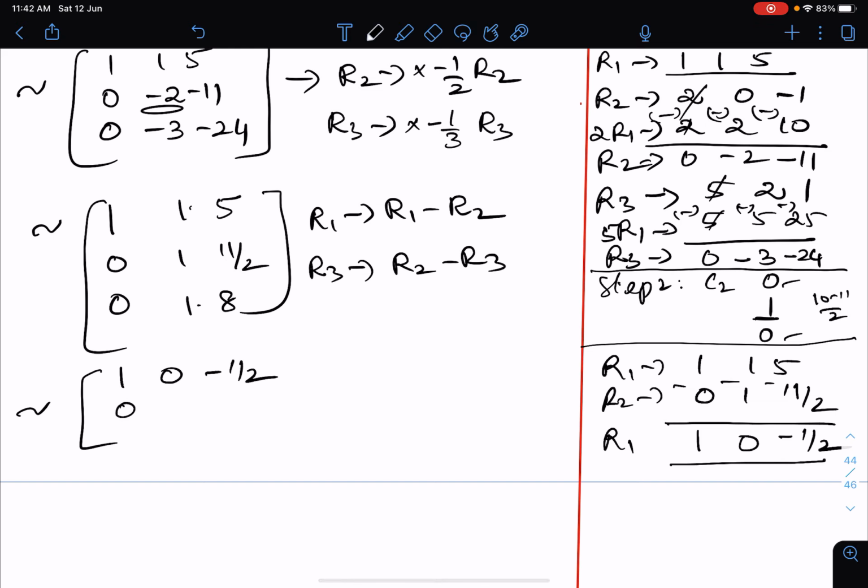R2 is going to remain the same. There is no change in this because this is 1 only. Our third row is going to again change. So R2 minus R3. What is our R2? 0, 1, 11 by 2. And our R3 is 0, 1 and 8.